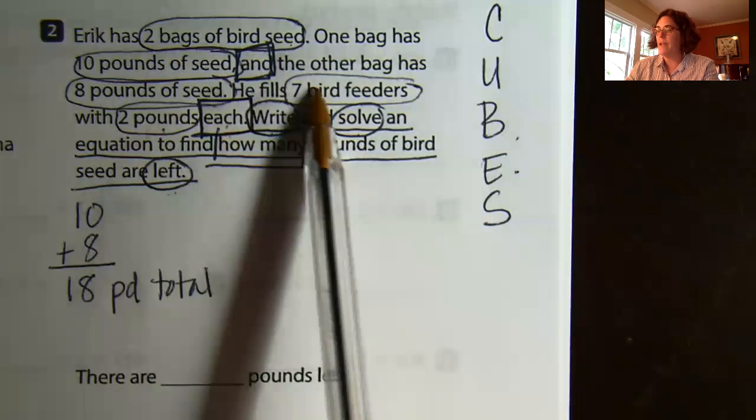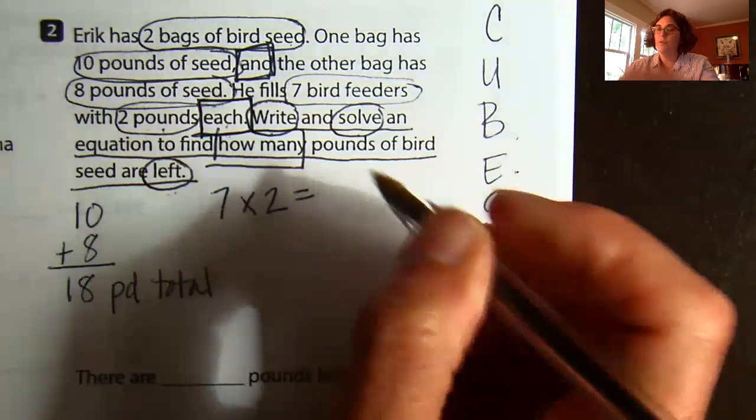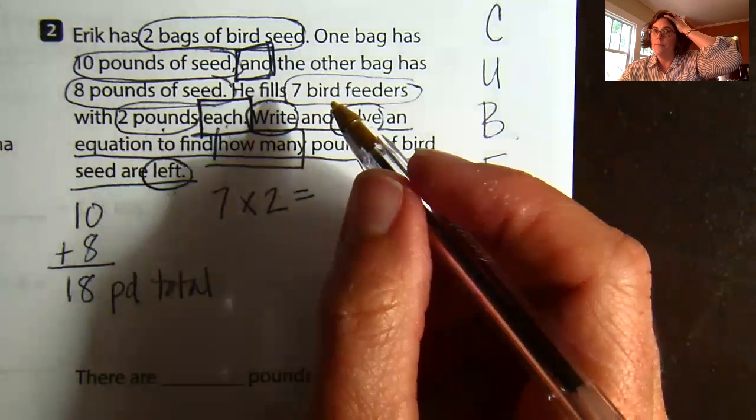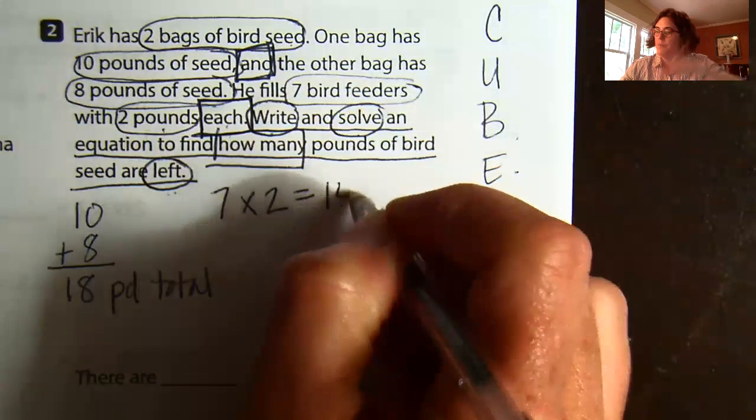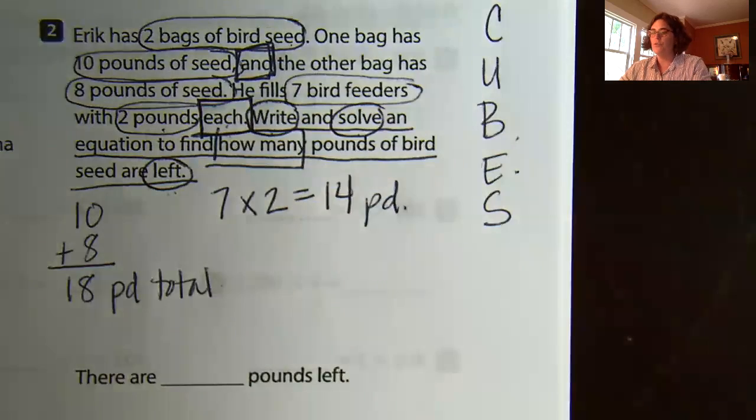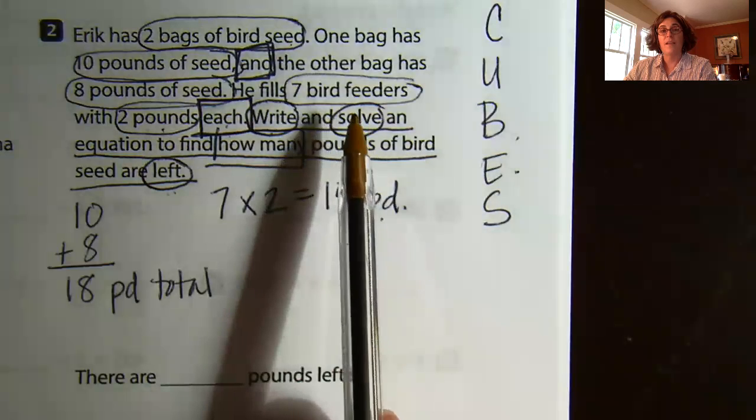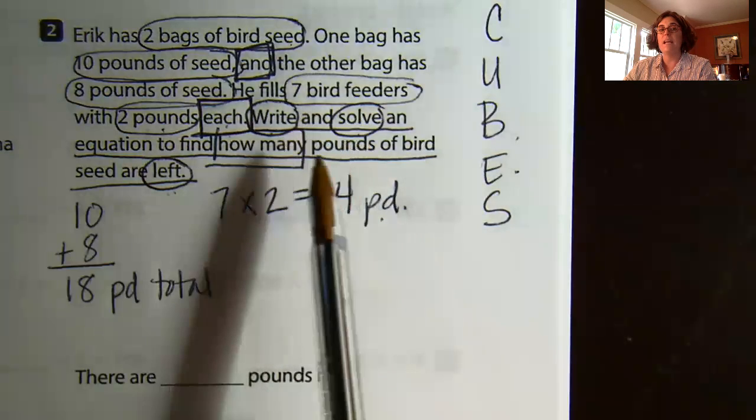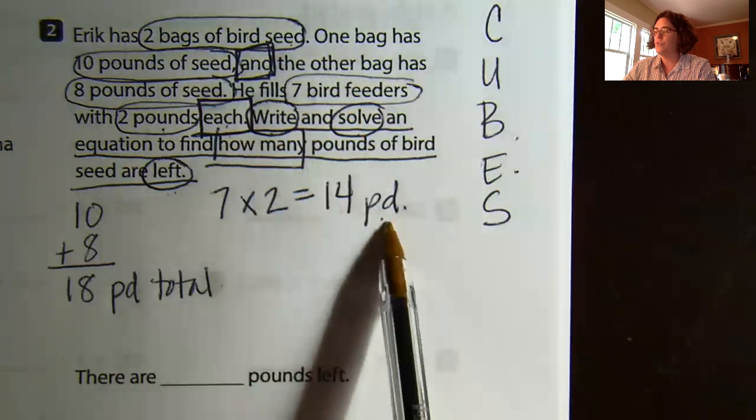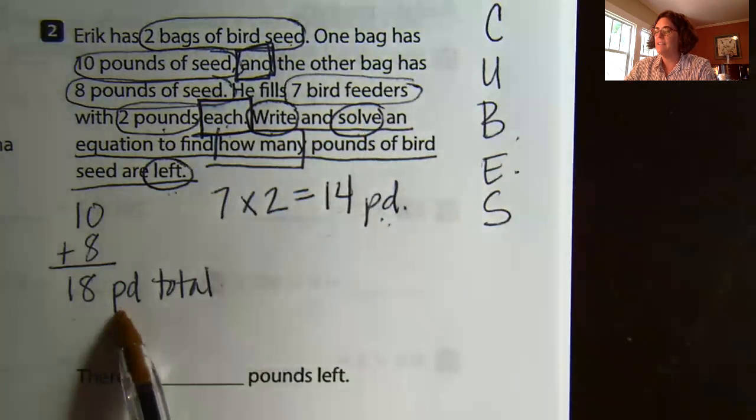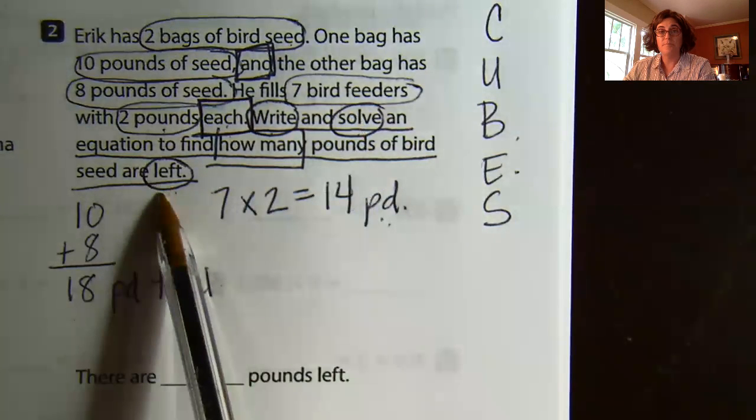All right, so let's go ahead and multiply 7 times 2. Everyone get that in your head? And everyone say it all together. Very good, 14 pounds. So he used 14 pounds total to fill his bird feeders. Now let's figure out what it's asking us to do, because we weren't asked how many total pounds he used or how many total pounds he had. It asks how many pounds of birdseed are left.